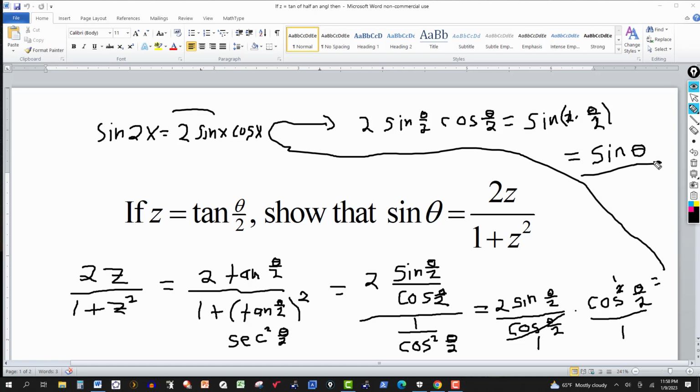So all this problem involving the trig substitution is basically just justifying or proving a trigonometric identity.